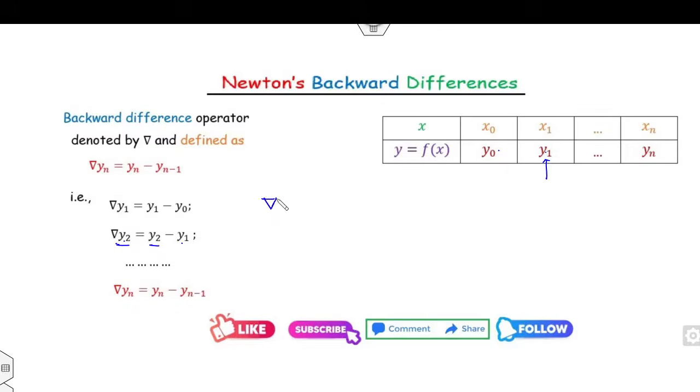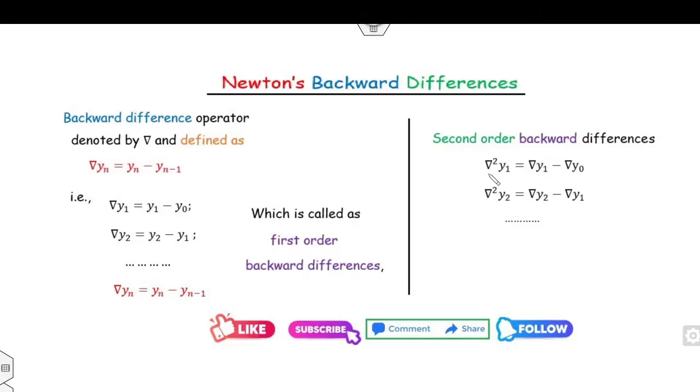If you want to find nabla of y2, for example, that is the first backward difference. Why do we call it the first? Because you can see the power is 1. If you want to find the second backward difference, we call it nabla 2, that is the first difference of the first differences minus this.